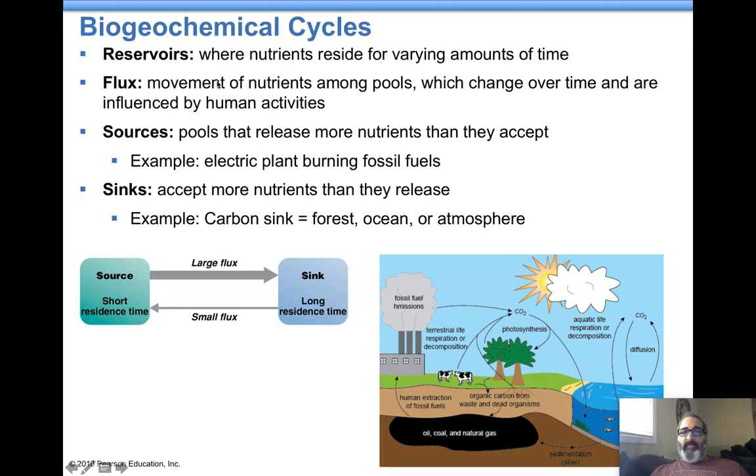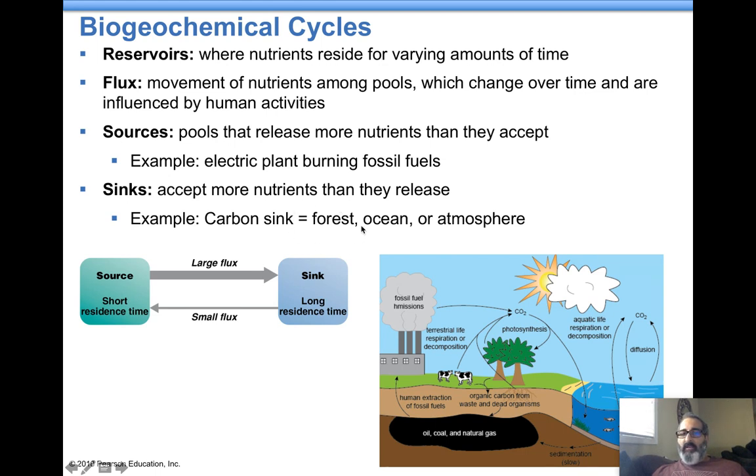Reservoirs are areas that store varying amounts of nutrients. Nutrients reside there, all right? Sometimes we may call reservoirs sinks. And a sink, by definition, is an area that accepts more nutrients than it releases. Let me give you an example of what a sink would be.